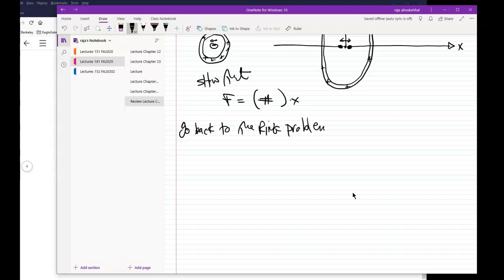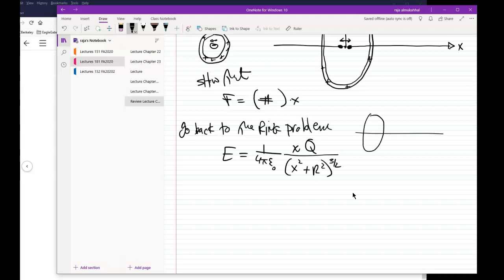where I solve it in detail, and we said that E is equal to 1 over 4 pi epsilon naught times x q over (x squared plus r squared) to the power of 3/2. What does that mean? With the ring problem that we solved, it looks something like this. Here is the ring, here is the x-axis, and we want to find the electric field here due to the ring. So we picked some element here, remember that? And so we have the dE here.